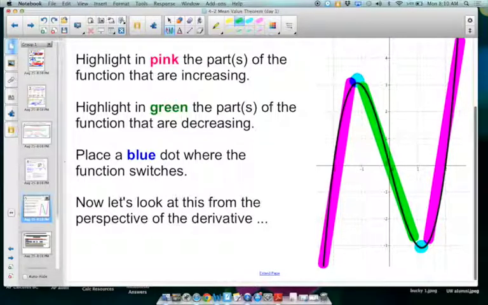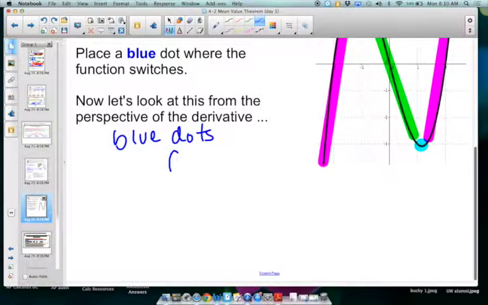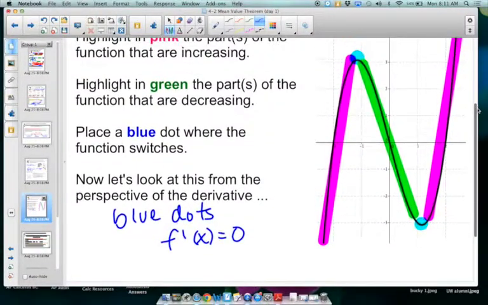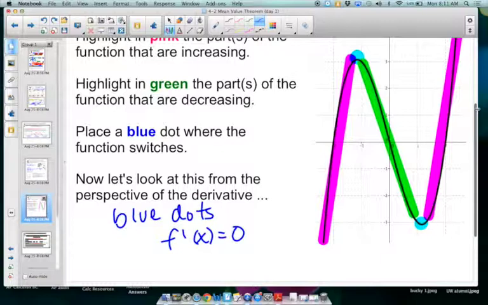Okay, let's look at this from the perspective of the derivative. Where would be an easy place to calculate the derivative? Okay, at the blue dots. What's true about the derivative at the blue dots? Okay. Now, let's talk about the value of the derivative in the pink area. What's the value of the derivative in the pink area? I agree, it changes. It changes in value, right?